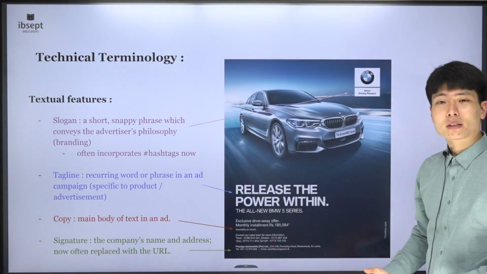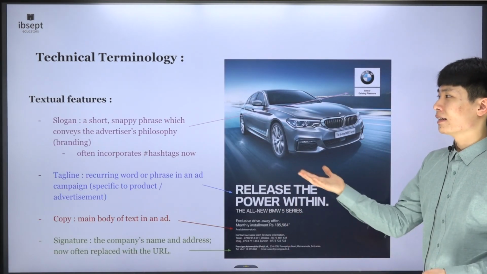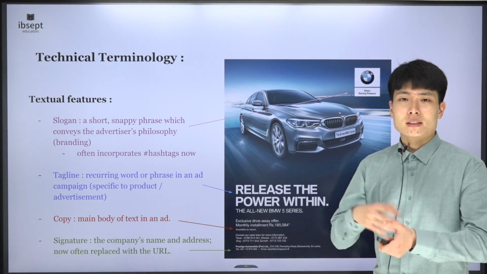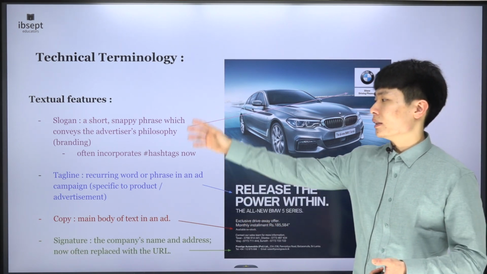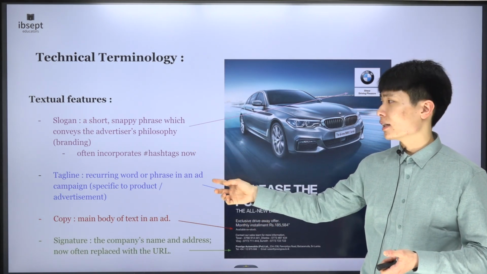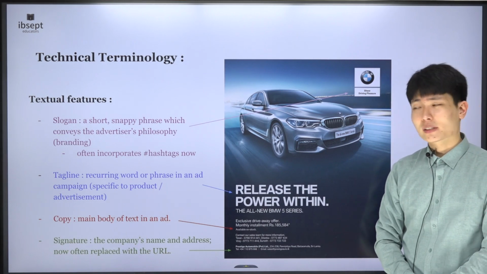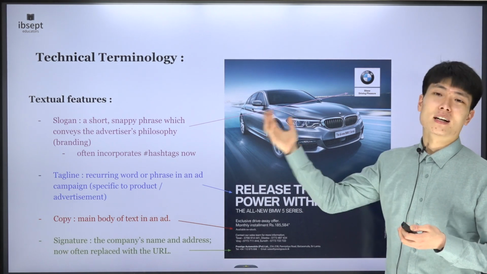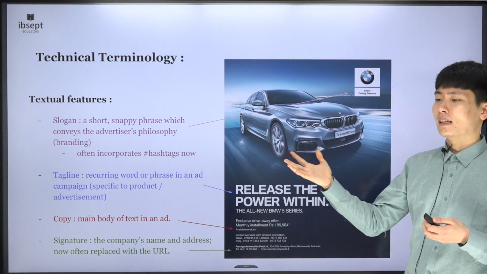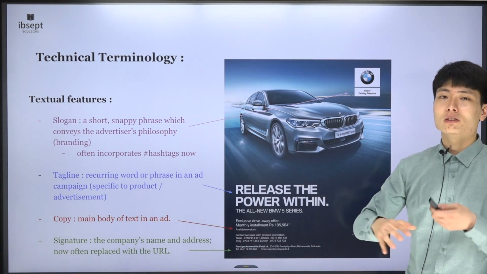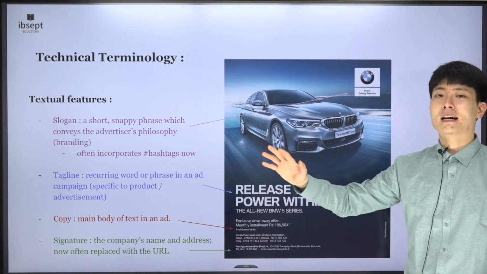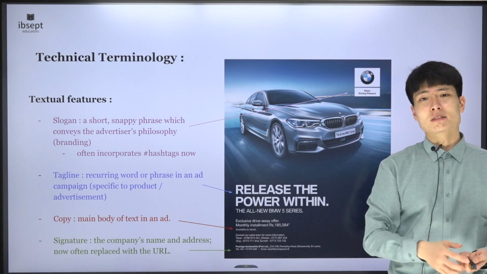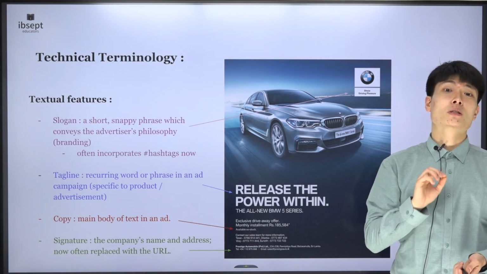And now we're going to be looking at the anatomy of the advertisement itself. So the biggest distinction you need to understand is that between the slogan and the tagline. The slogan is a short, snappy phrase which conveys the advertiser's philosophy. So usually brands will have slogans that they use across almost every advertisement campaign. To give you an example, we have Nike, which is famous for its slogan, "Just do it."